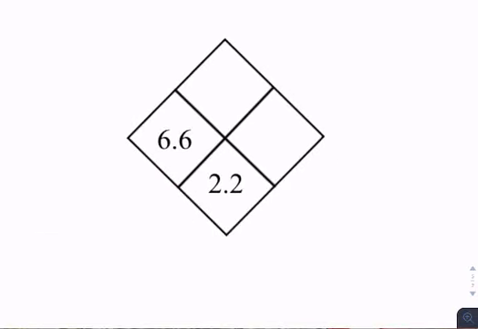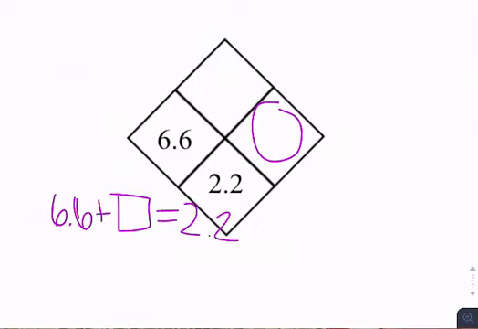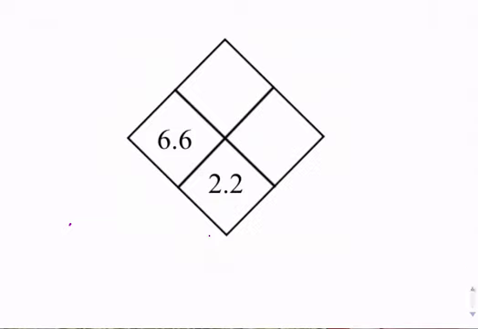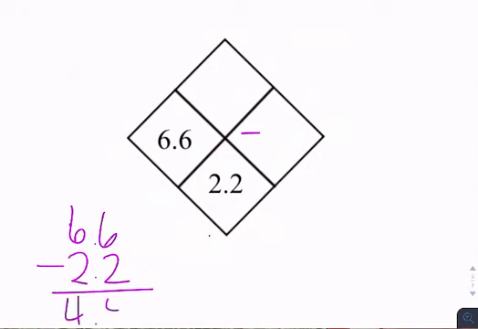And one more. So they've given us one of the numbers and the sum. So to find how to get this missing number, we have to figure out 6.6 plus what gives us 2.2. Well, we know it's getting smaller, so it has to be a number that is negative, because when we add a negative, our answer gets smaller. So it has to be a negative number. So I can already put that in there. And I can really just subtract here. So 6.6 minus 2.2, we get 4.4. So my answer is negative 4.4.